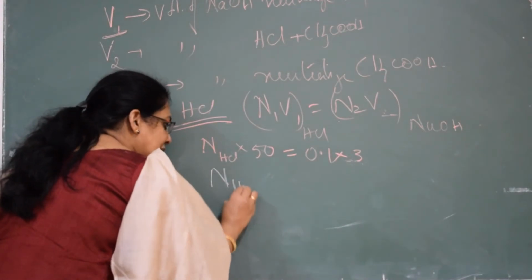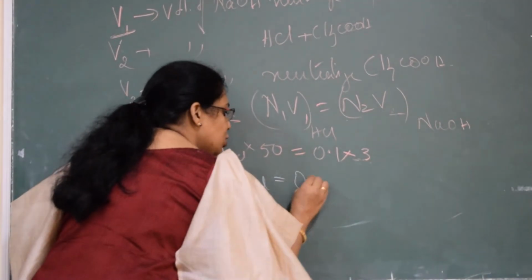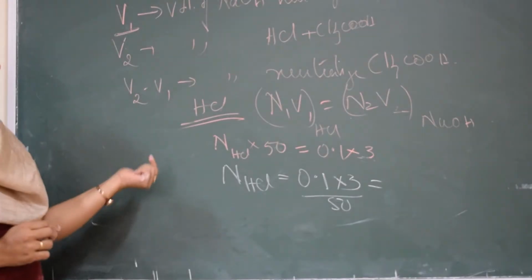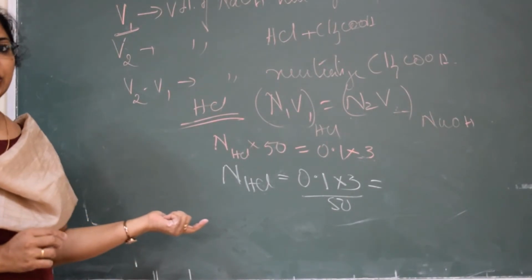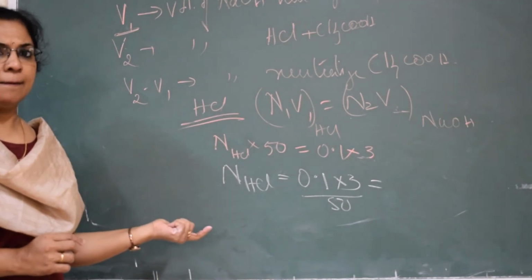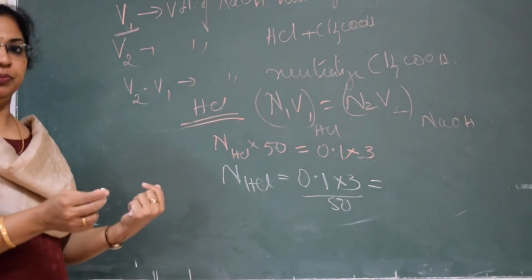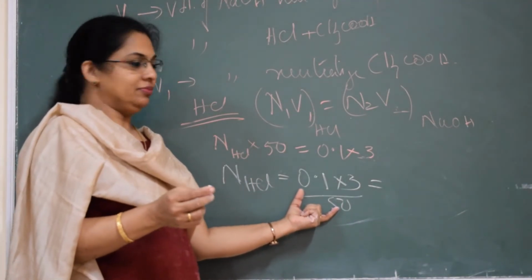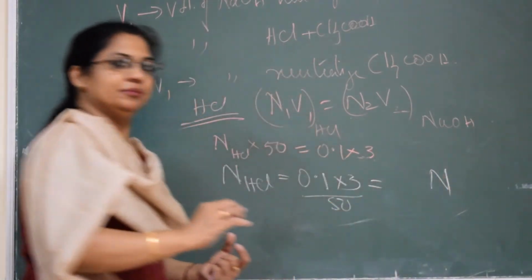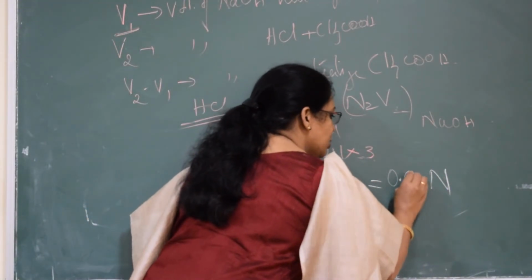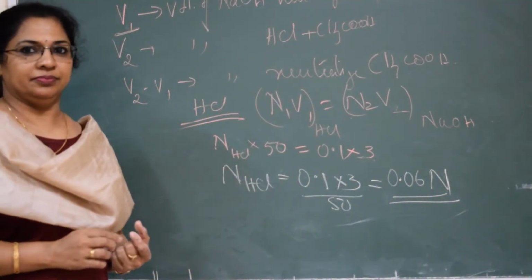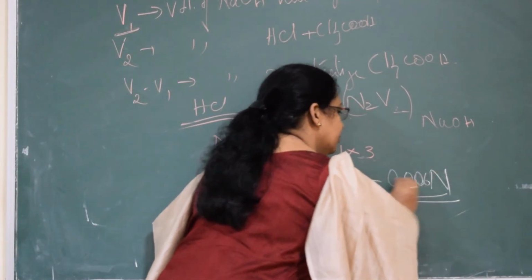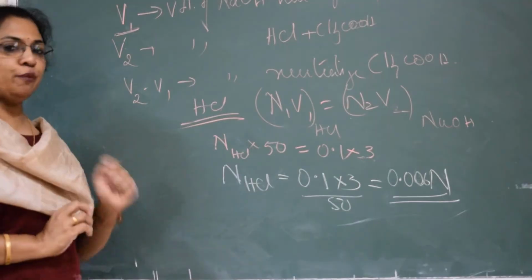So we can say the normality of HCl becomes equal to 0.1 into 3 upon 50. So what is the normality here? You get 0.3 upon 50, which is equal to, very quickly, how much do you get? 0.006. So this is the normality that you are getting.